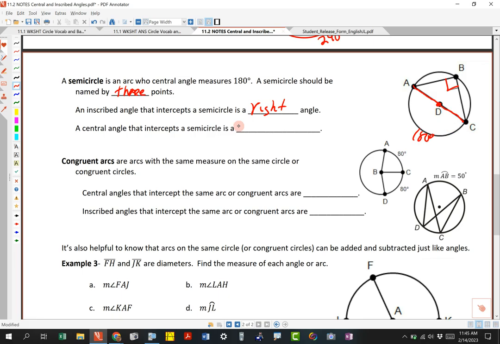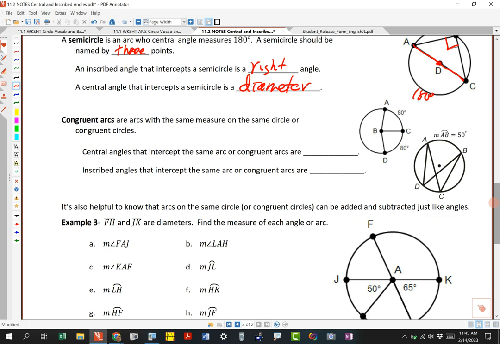Ooh, very good. Nice job. Diameter. Great job. It's a diameter. You could say that it's a straight angle or something like that. That would be okay. What if you said it was 4? Then we'd get in trouble. Okay. All right. Congruent arcs.